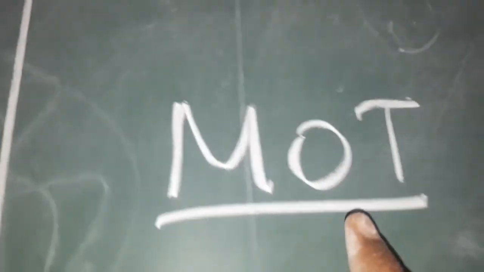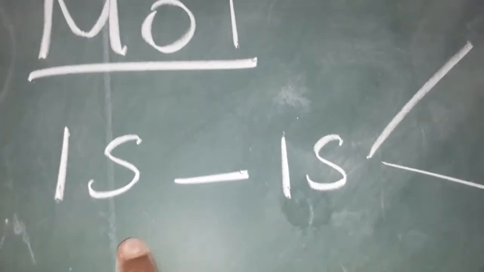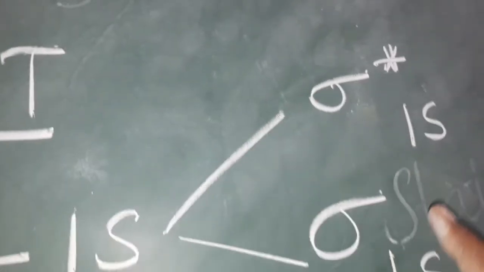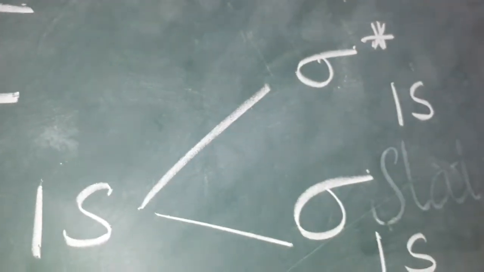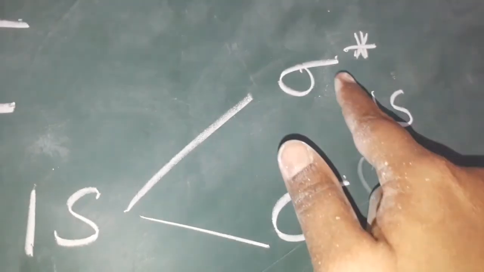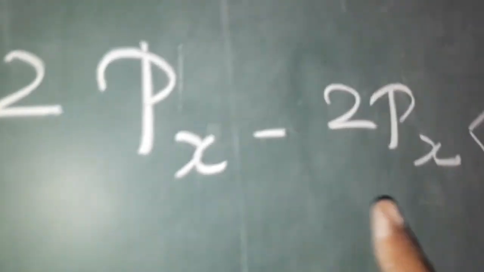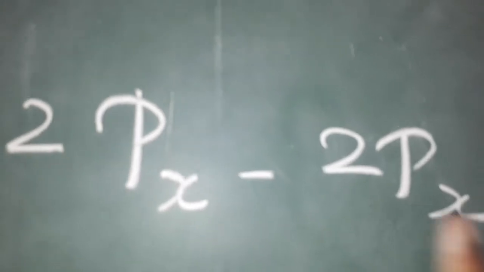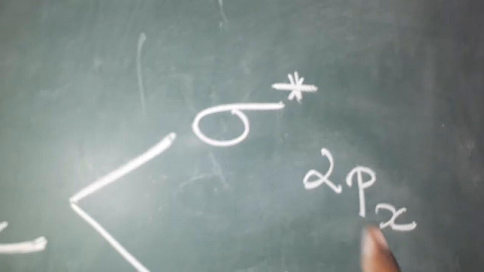Now in MOT, that is molecular orbital theory, I am going to take the first orbital, 1s. 1s with 1s forms a sigma bond. So sigma bond means sigma 1s and sigma star 1s. These 2 orbitals combine to form 2 molecular orbitals, sigma 1s and sigma star 1s, because one is anti-bonding and the other is bonding. The next one, 2px: both px orbitals form the sigma bond, so sigma 2px and sigma star 2px.